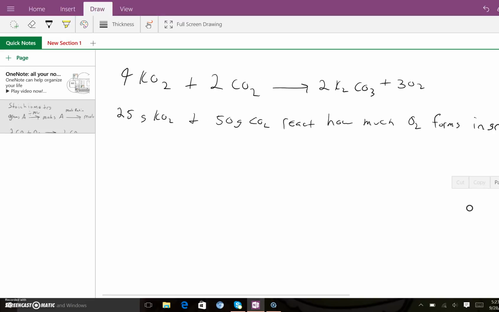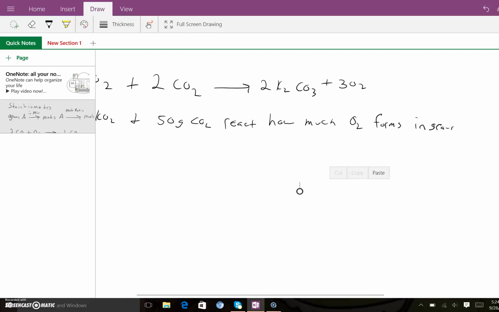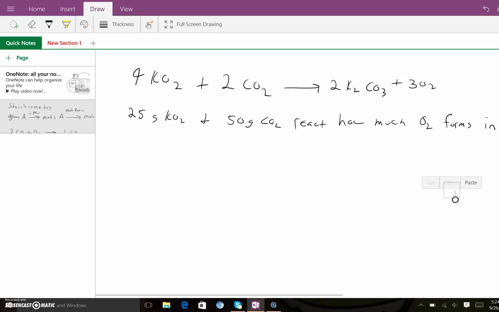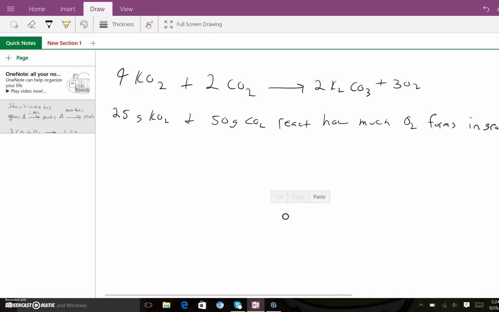Okay, so we're going to go ahead and try a limiting reagent problem now. Consider our balanced reaction: 4 moles KO2 plus 2 moles CO2 goes to 2 moles K2CO3 plus 3 moles of O2. Here's our scenario. Here's our given: 25 grams KO2 reacts with 50 grams of CO2. How much O2 forms?